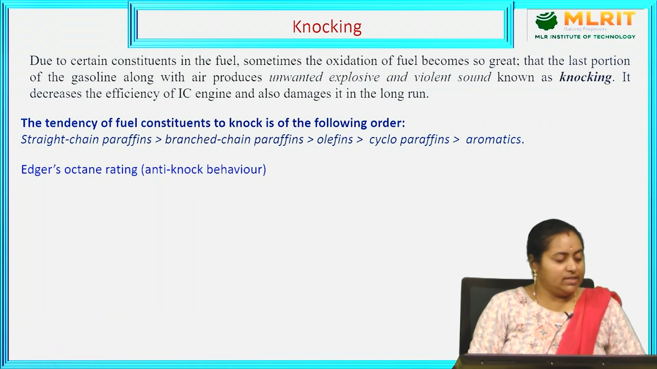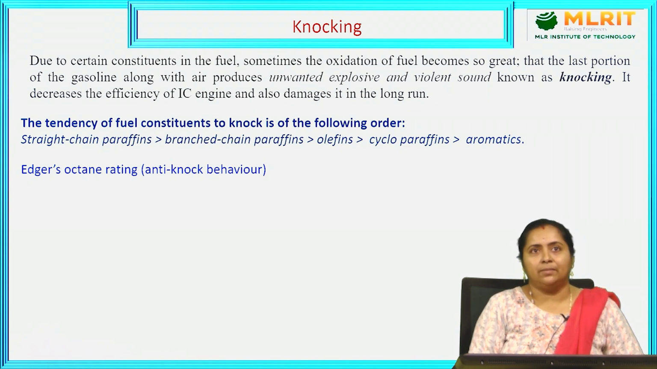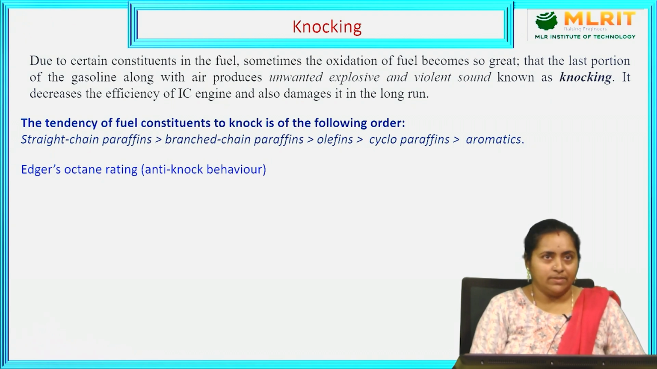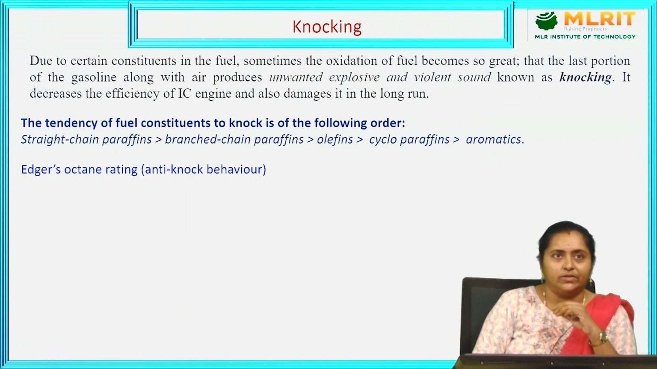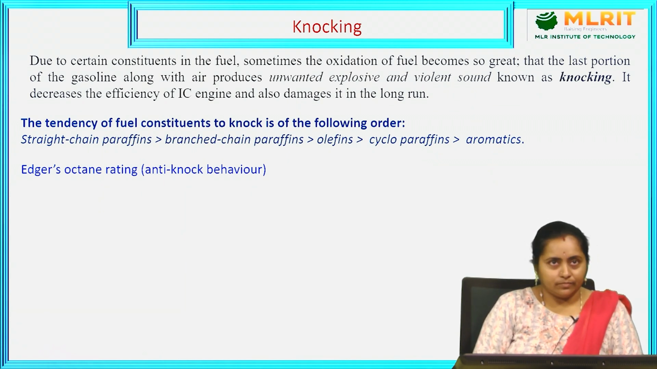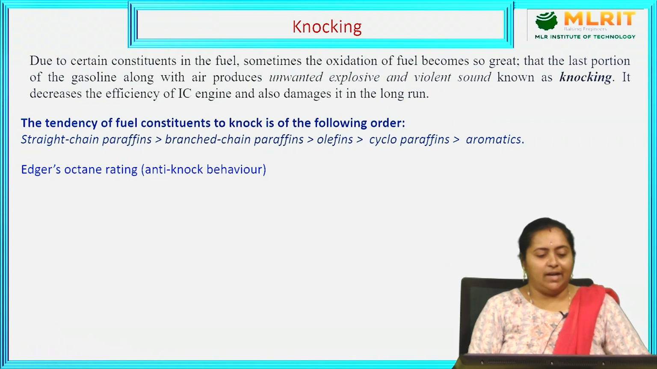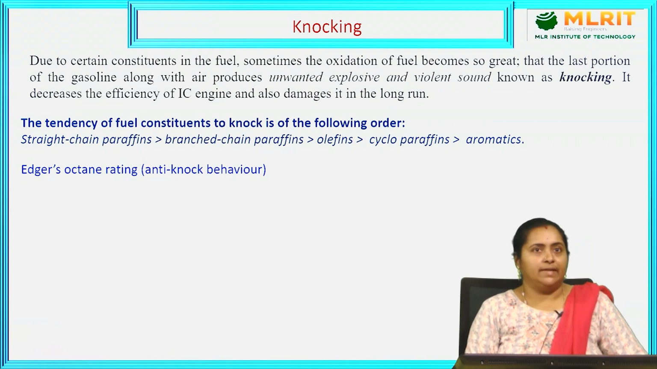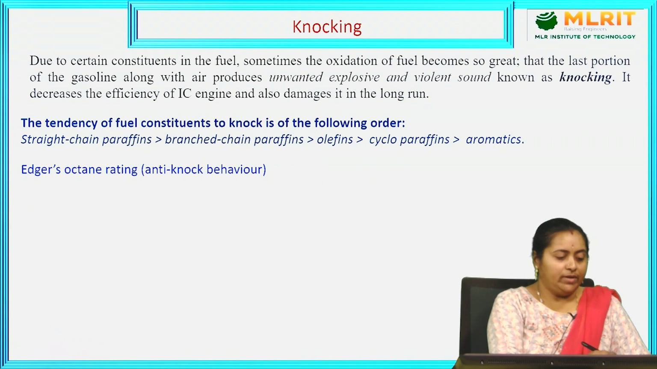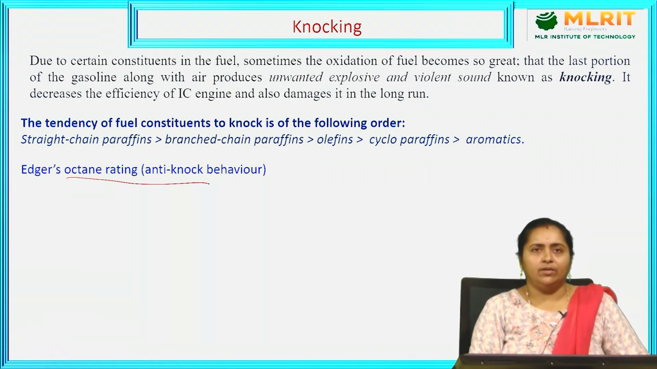Next, as I told you, based on the fuel we are using, whether the internal combustion engine is petrol related or diesel related, the rating is of two types: octane rating and C10 rating. The octane rating was introduced by Edgar, that's why it is named Edgar's octane rating. So we are going to assess the anti-knocking behavior of the petrol sample, which is expressed or measured in terms of a parameter called octane rating.